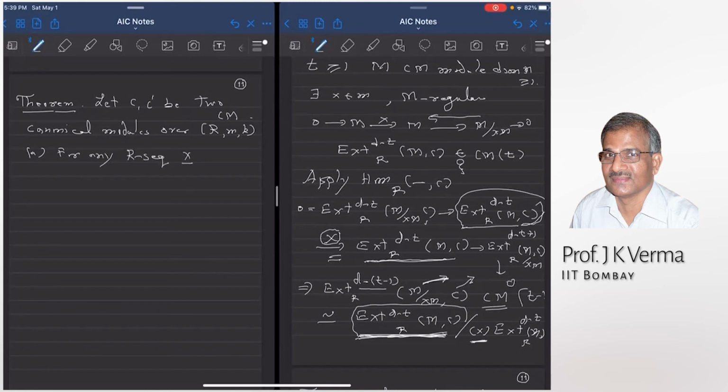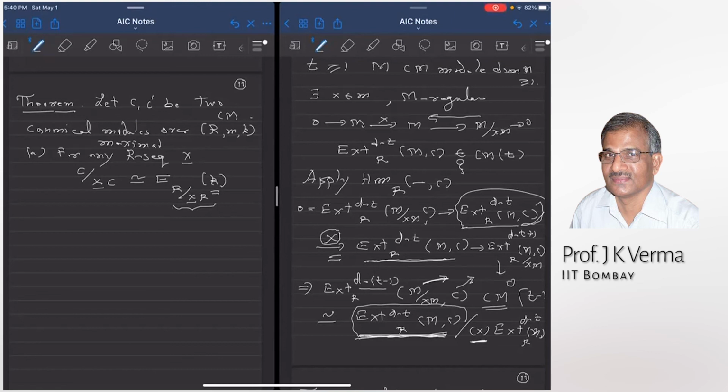x bar, a maximal R-sequence, x bar is an R-sequence on both these maximal Cohen-Macaulay modules. And so part A says that C mod xC is isomorphic to the injective hull of the residue field of R mod xR. R mod xR is an Artinian local ring, because I took a maximal R-sequence. The residue field of this local ring is the same as the residue field of R, but this k is being thought of as an R mod xR module.